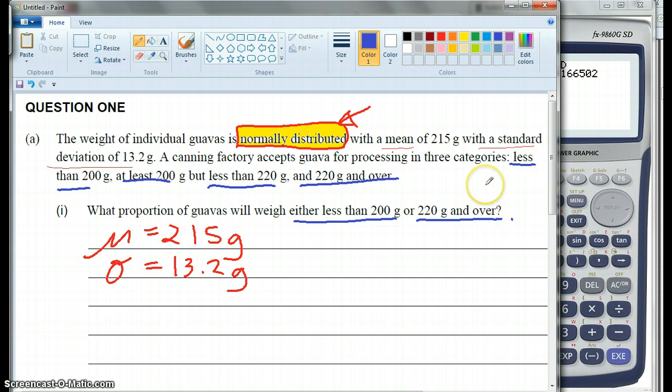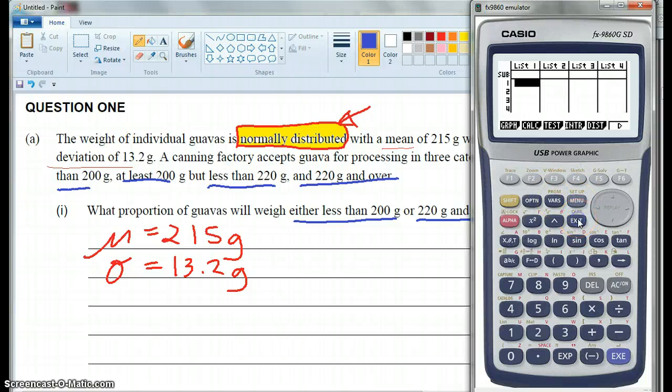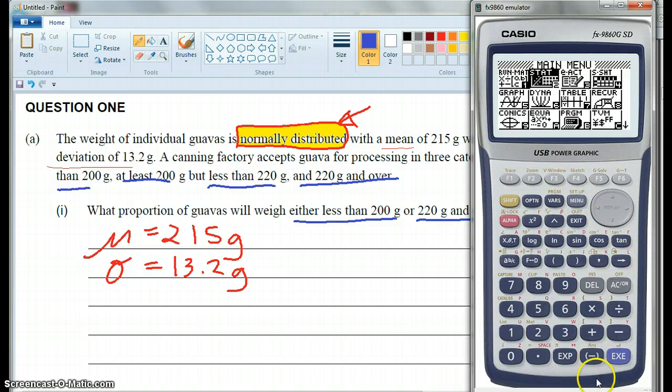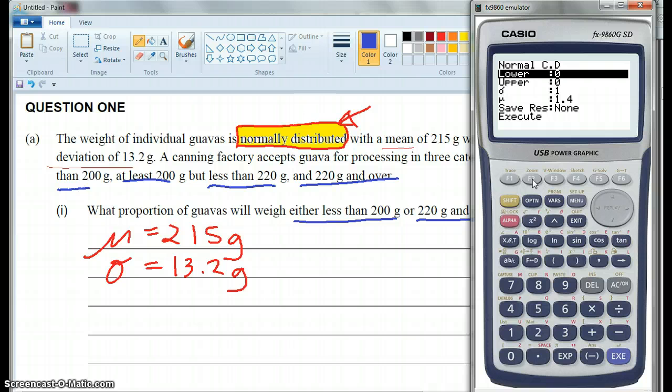Okay, so I'm going to go here and exit out of there. I'm going to go right back to the beginning so we get it right. We go to statistics and we go to distribution and we know that it's normal. Now we have to make the decision whether it's specific, whether it's cumulative, or whether it's inverse normal. We're not given the probability, we're asked for the probability, so we are N, C, D. And the cumulative ones are from and to. So we've got a lower and an upper.